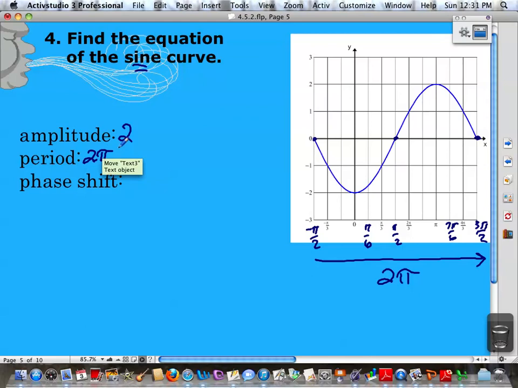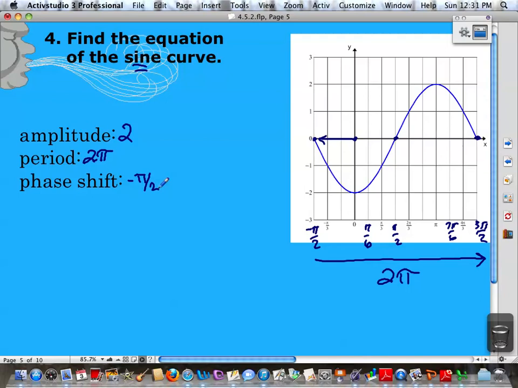But I have a phase shift. Normally, the sine function starts at 0, 0. This one has been backed up to negative pi over 2. So my phase shift is going to be negative pi over 2.